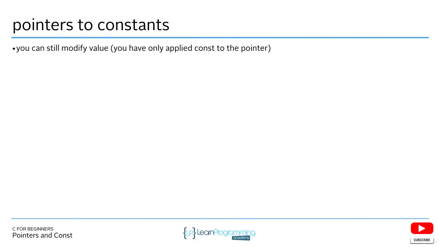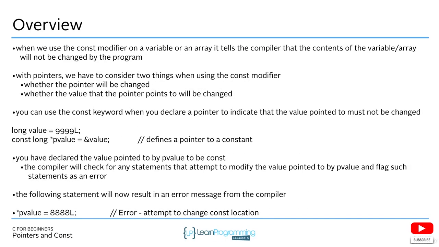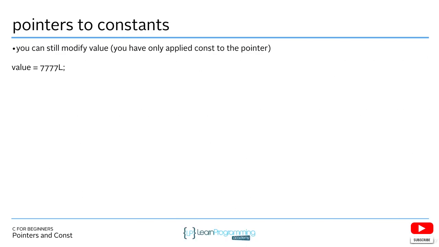So now what about pointers to constants? In the previous declaration, we created a pointer where the value it points to cannot change, but we can still change the actual value of the variable that we declared. So we would still be able to change long value. We just can't change *pvalue. But long value is not defined as a constant, it's just defined as a long value. So we can still modify the value of the variable because const was not applied to it.